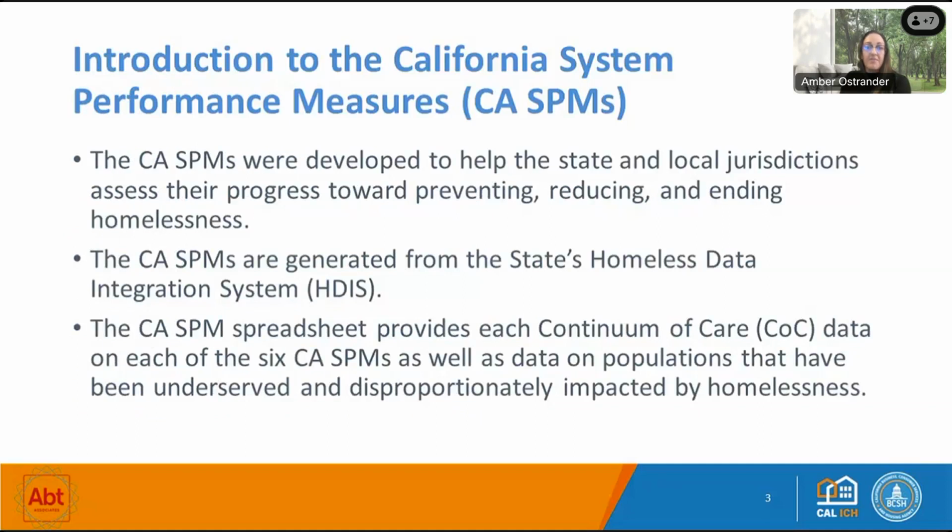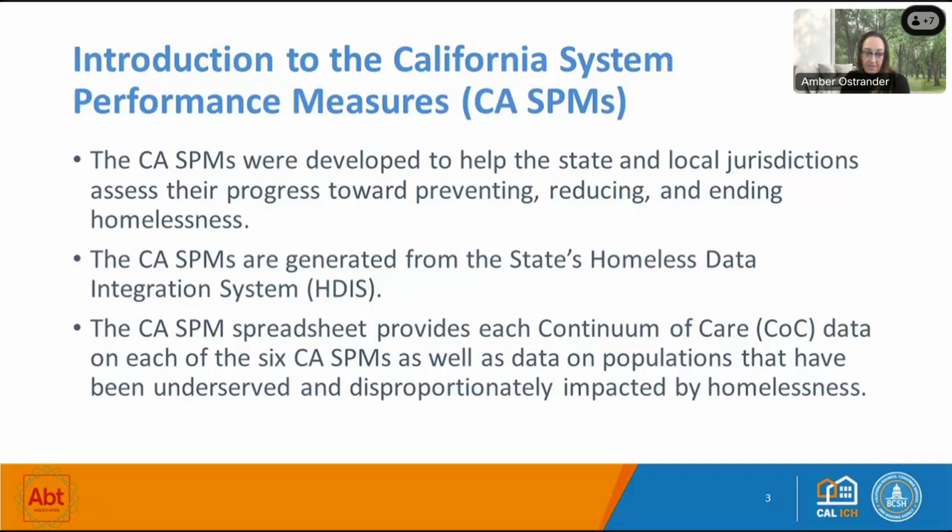So an introduction of the California System Performance Measures, giving some background on that. The HAP3 statute required Cal ICH to create California SPMs based on HUD's SPMs to create a standardized set of metrics to help the state and local jurisdictions assess progress towards preventing, reducing, and ending homelessness. Cal ICH first released California SPM data for 2018 through 2020 for HAP3, and then provided California SPM data for 2021 for HAP4.